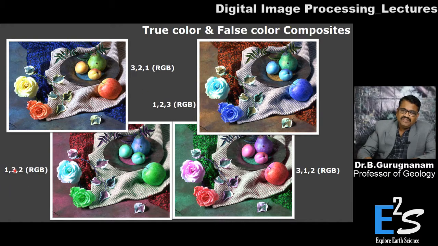If you use 1, 3, 2, this is the RGB 1, 3, 2 combination. This is true color, 3, 2, 1 true color. But you see the data, you'll be able to get the differences between this and this, the green object. Here it is green, but it is not the green object.